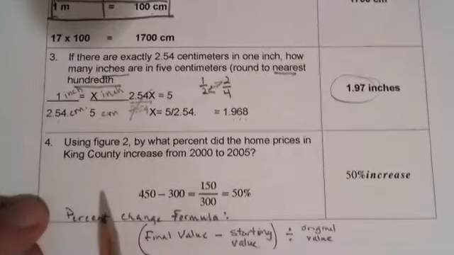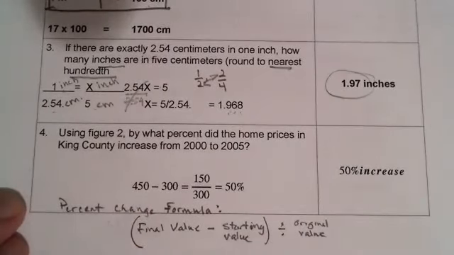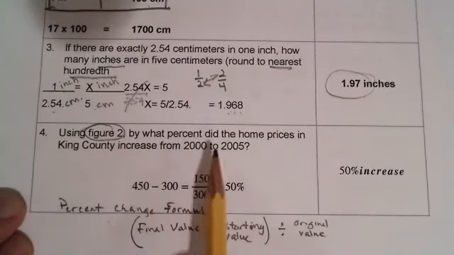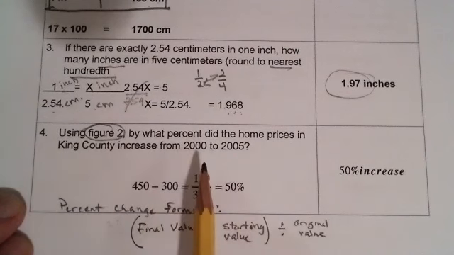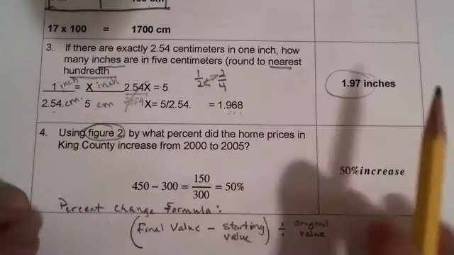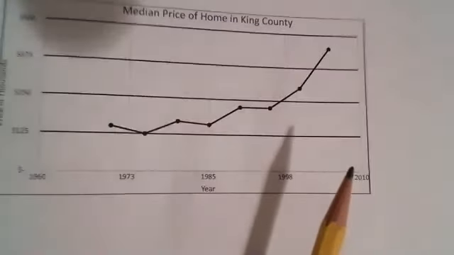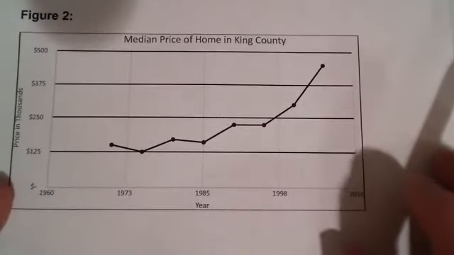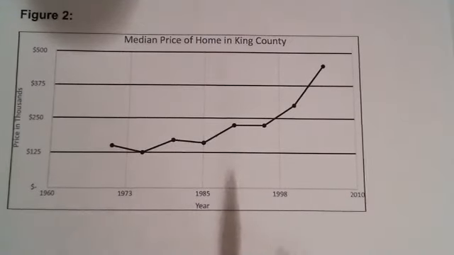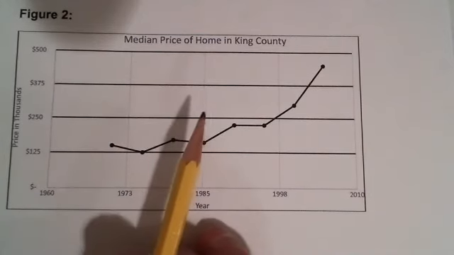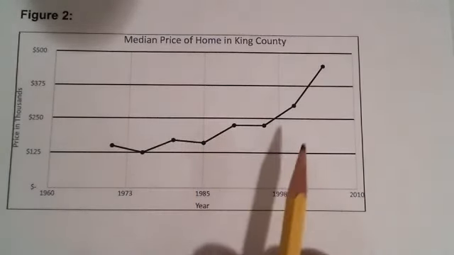All right, now the next one, this is where I have to apologize to you. It says, using figure 2, by what percent did the home prices in King County increase from the year 2000 to 2005? Here's the problem. The chart that I actually sent you by email, this is figure 2 right here, is not exactly the same chart that matches the question. It's the same type of chart, houses and housing prices, but the numbers don't line up exactly.